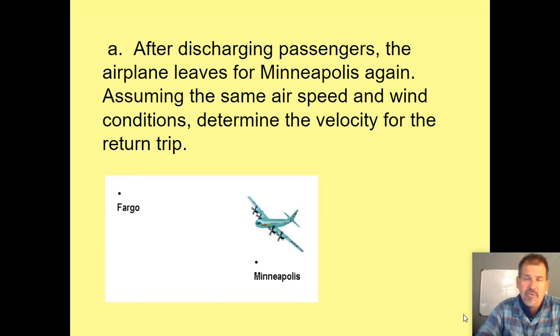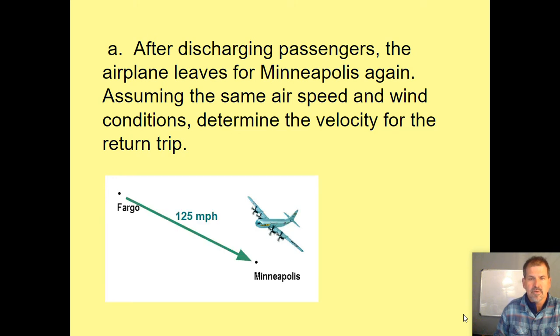Okay, well, let's change it around. After discharging the passengers, the airplane leaves for Minneapolis again. This time, the wind speed is the same and the direction hasn't changed. Now, what's our velocity? Oh, we're traveling at 125 miles per hour in a southeast direction. This time, we have a nice strong tailwind.